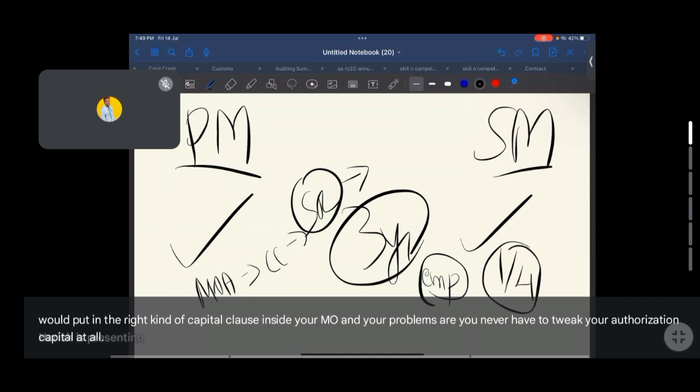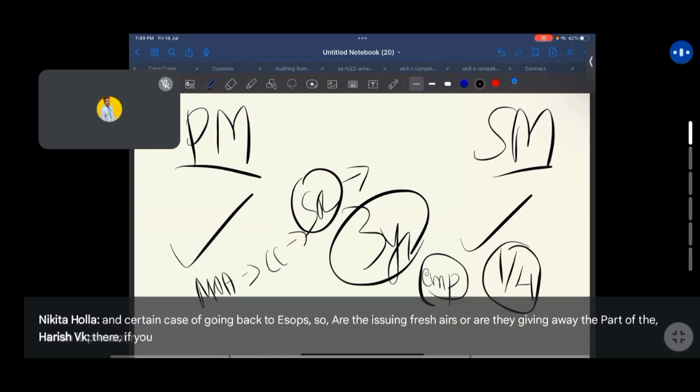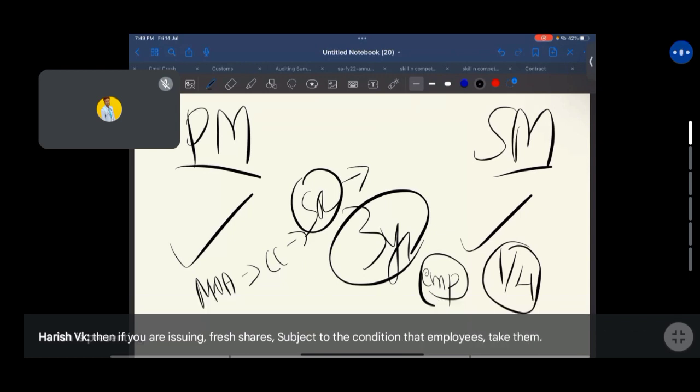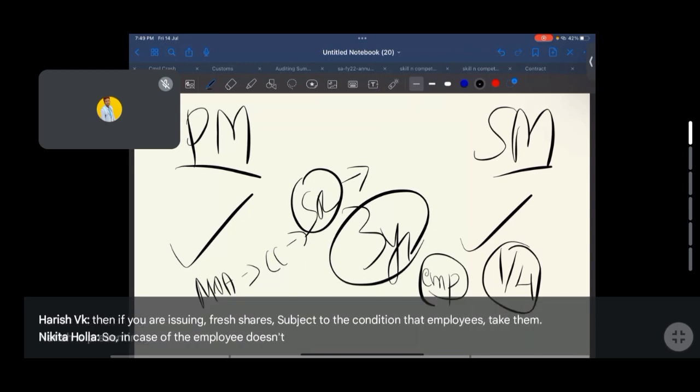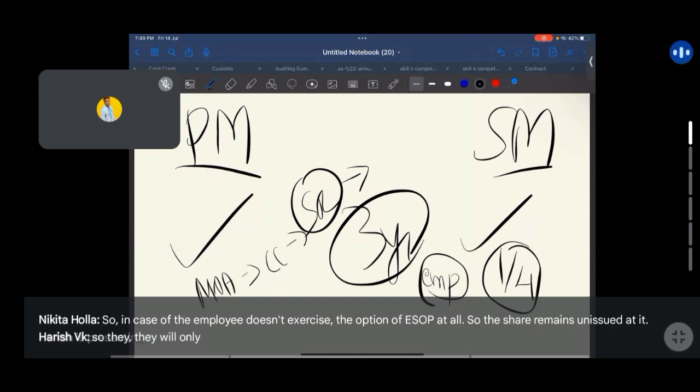Sir, going back to ESOPs, are they issuing fresh shares? They are issuing fresh shares, subject to the condition that employees take them. In case the employee doesn't exercise the ESOP option at all, the share remains unissued. So they will only create it when they exercise.